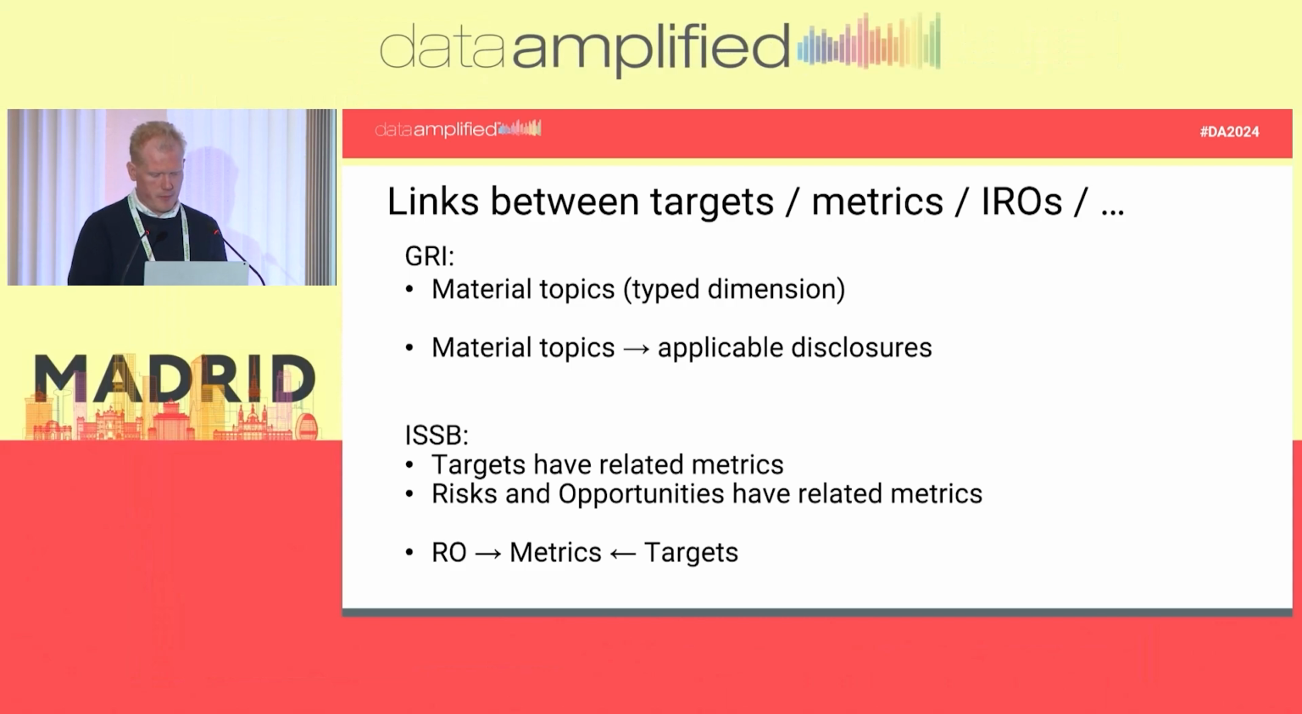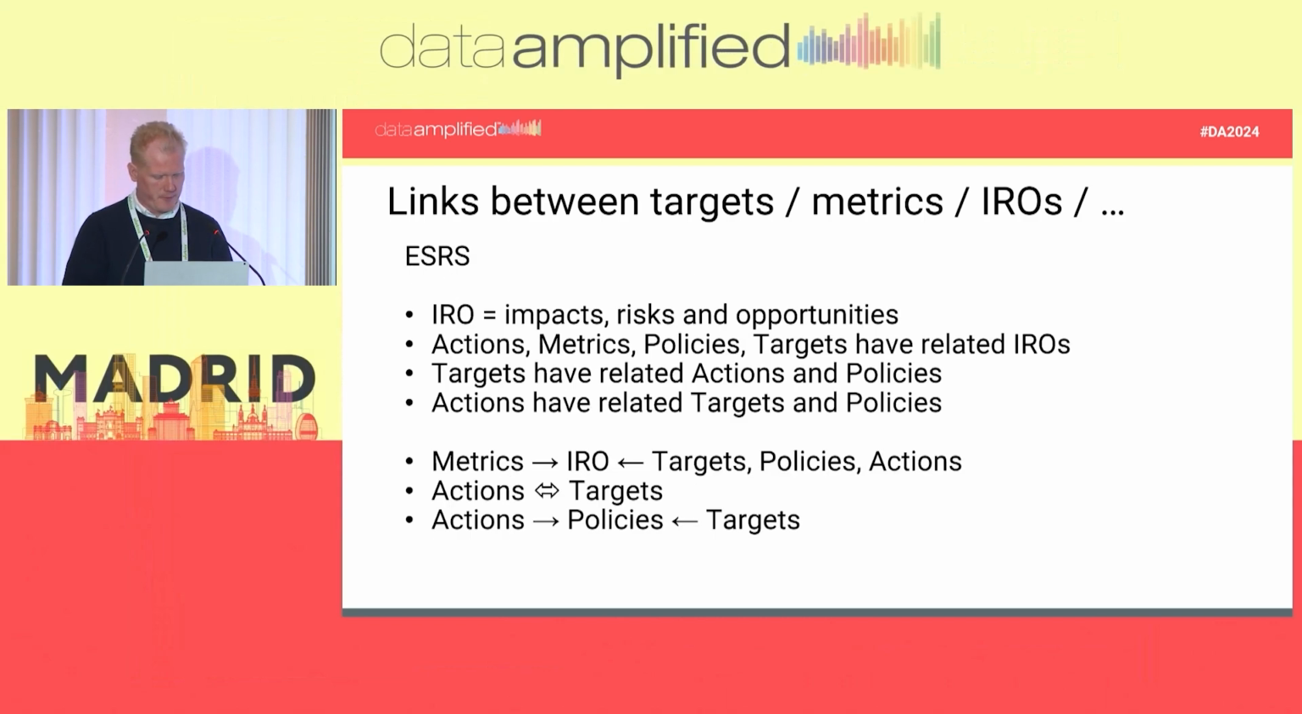ESRS is the same, but bigger. So you have a few extra of these subdomains that you can define your own things in. And we don't need to dwell on it. I quite like Richard's diagram, so hopefully that slide will be useful for people. But basically, think about which direction things are going in is the key point. A metric has a related IRO, and IRO doesn't have a related metric. Actions and targets do relate to each other, so they go both ways.